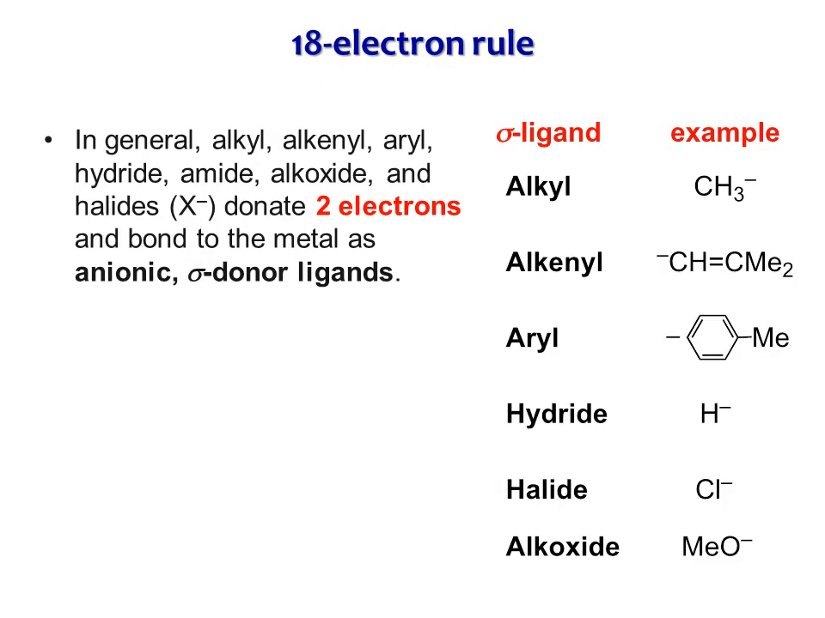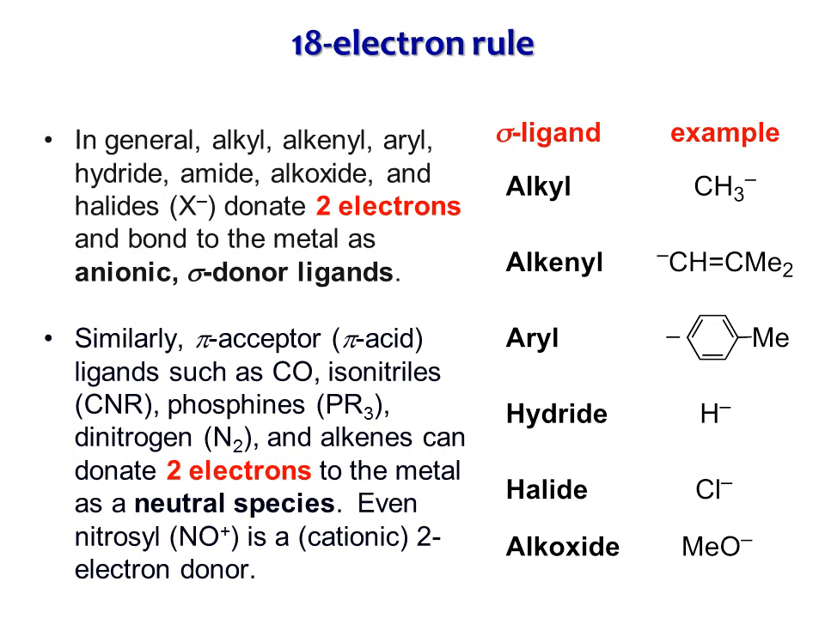In many cases this is straightforward, but for some organic fragments it's not entirely obvious. In general, alkyl, alkenyl, aryl, hydride, amide, alkoxide and halides donate 2 electrons and bond to the metal as anionic sigma donor ligands. Similarly, pi acceptor or pi acid ligands such as carbonyl, isonitriles, phosphines, dinitrogen and alkenes can donate 2 electrons to the metal as neutral species. Even nitrosyl is a cationic 2-electron donor.